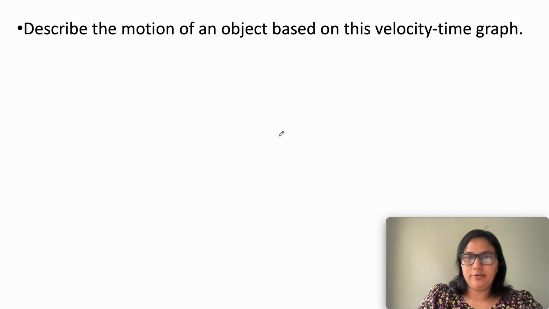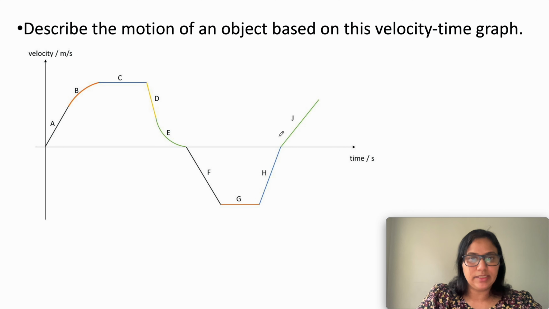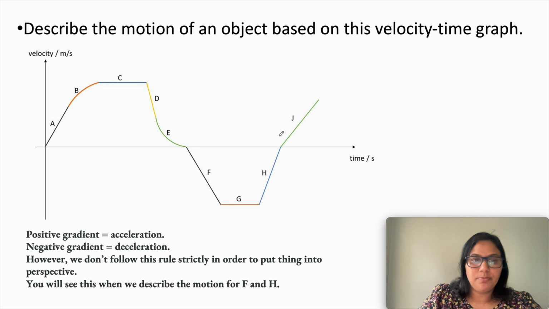Describe the motion of an object based on this velocity time graph. So what are the key points we need to remember here? When you analyze this velocity time graph, there are four things you need to keep in mind. A positive gradient indicates acceleration, and a negative gradient indicates deceleration.